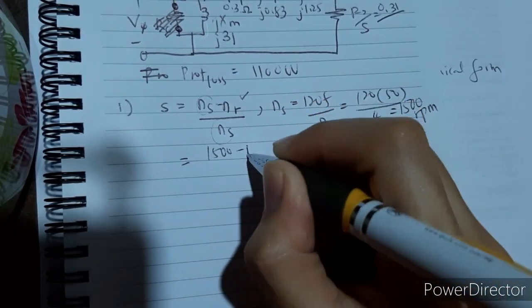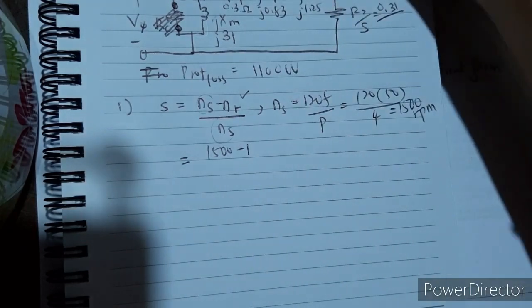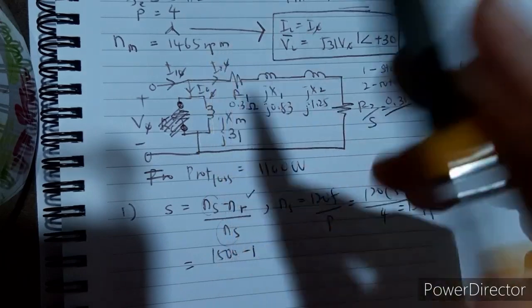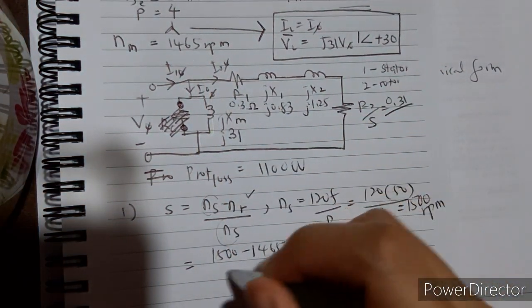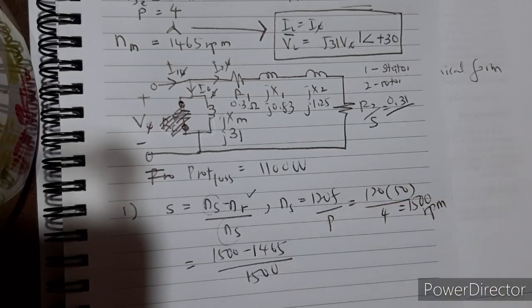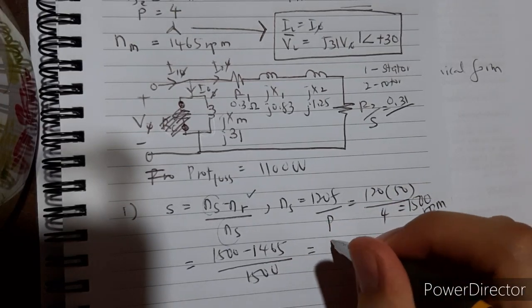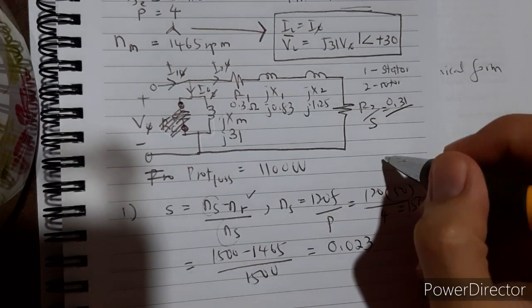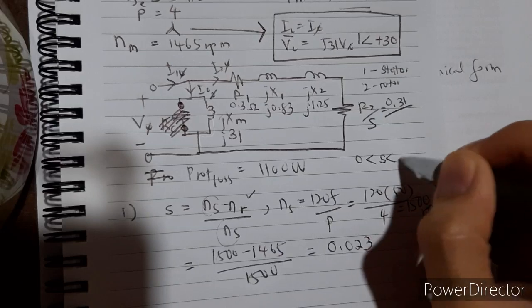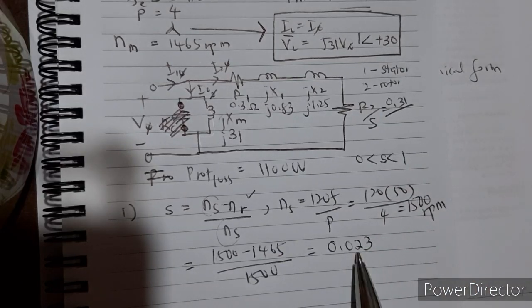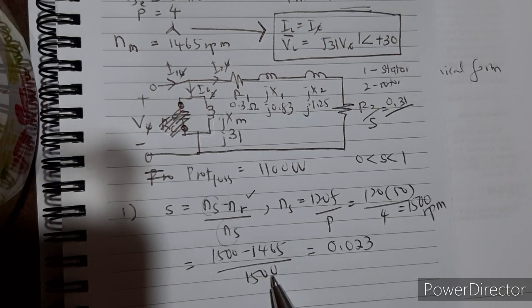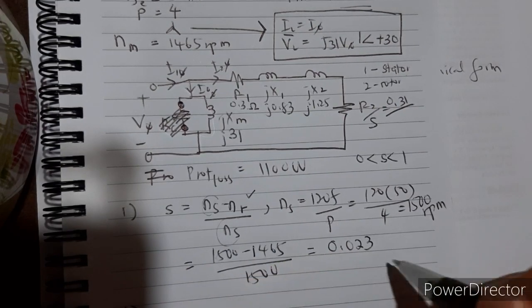1500 minus 1465, over 1500. So you'll get 0.023. Okay, remember your slip must be between 0 to 1. So if you get this kind of value, that is correct. If you get more than 1, then something is wrong with your formula. Okay, so number 2. Okay, settle.